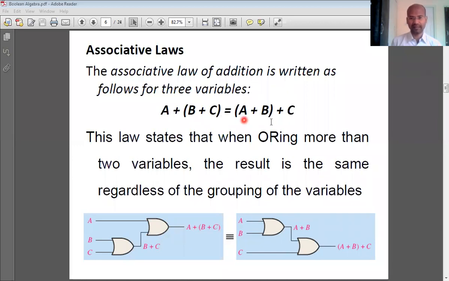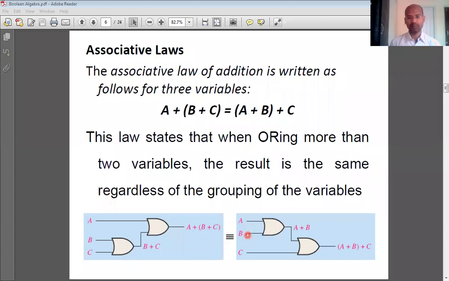Now let's see what is there on the right hand side. Here we are grouping A and B first. A is ORed with B. Let's see how it is to be realized using gates. A and B are the variables, plus is the operation. Addition is the operation. Our equivalent operation is the OR gate, OR operation. So use an OR gate.